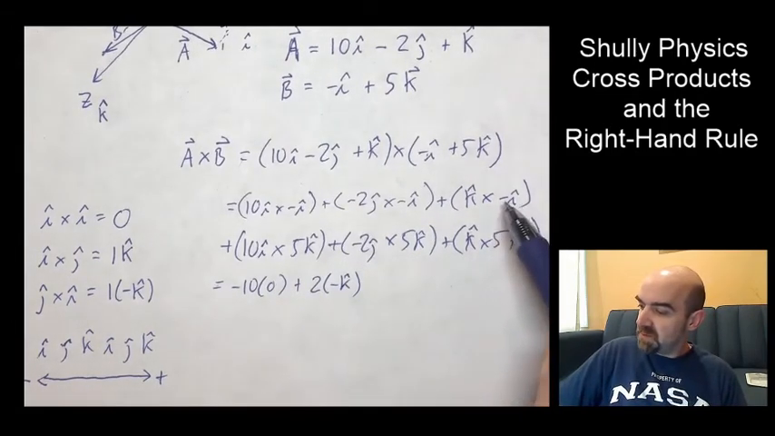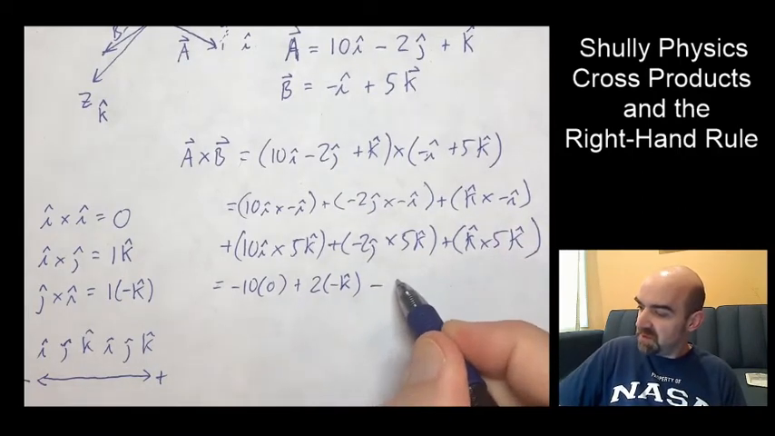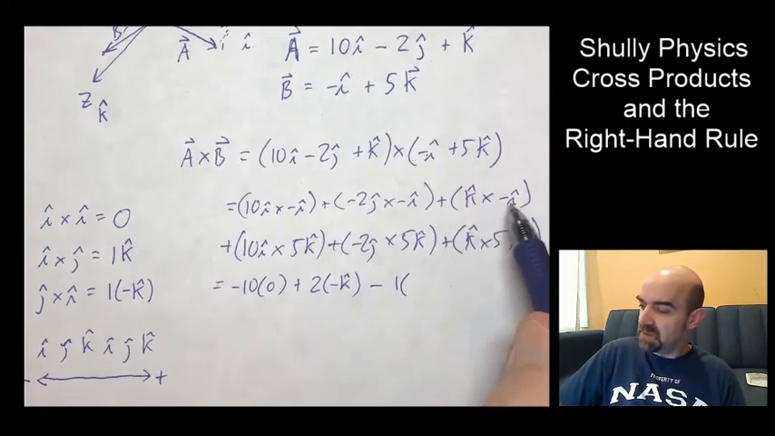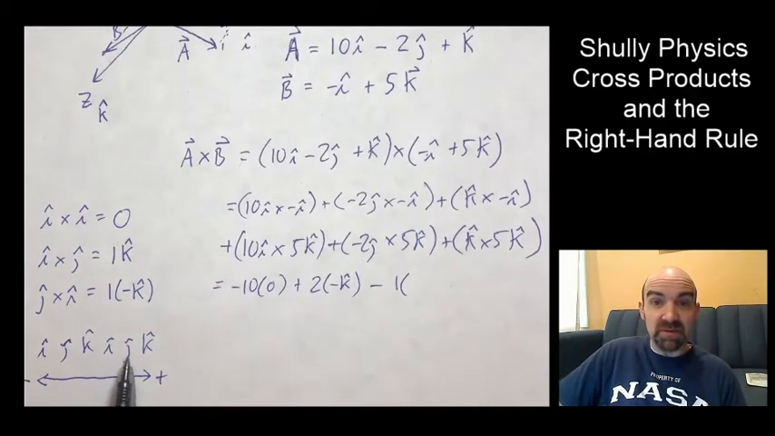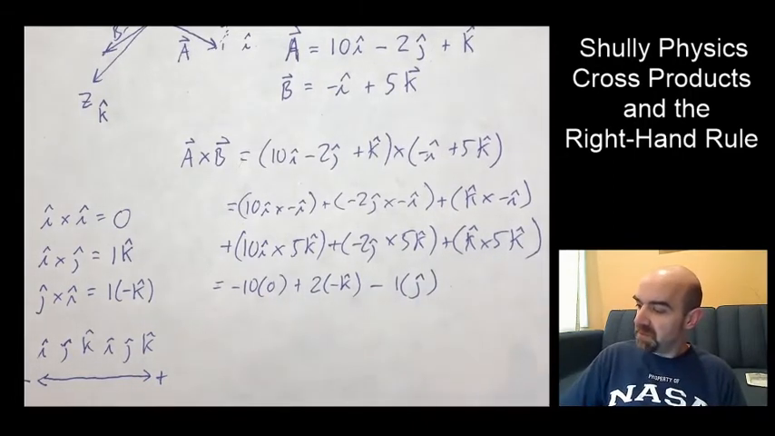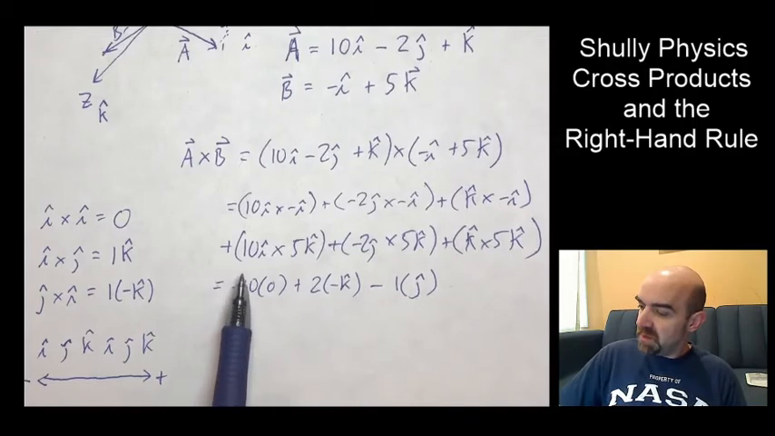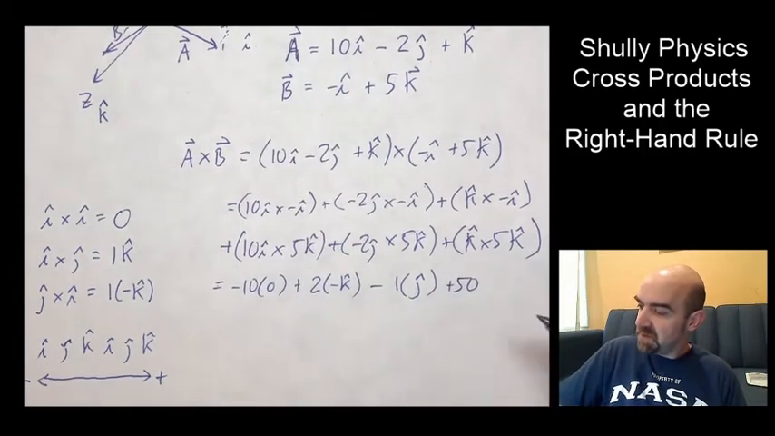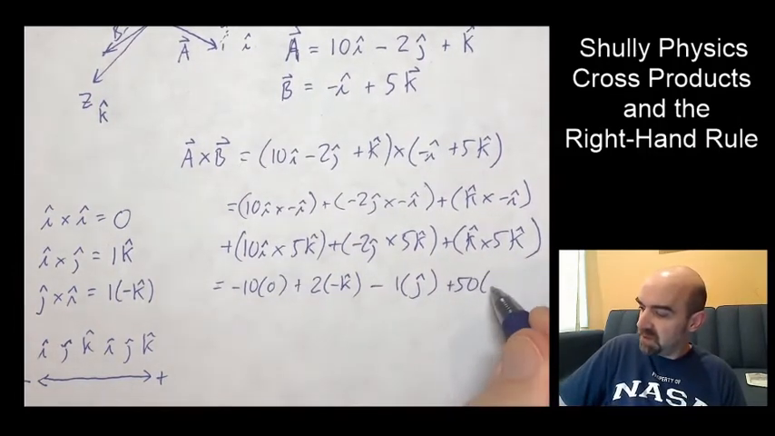On to the next term, we've got a k cross negative i. So that's a negative 1 as the coefficient, and k cross i is positive j. Here I've got a 10 cross 5, so that's a 50. And then i cross k is negative j.